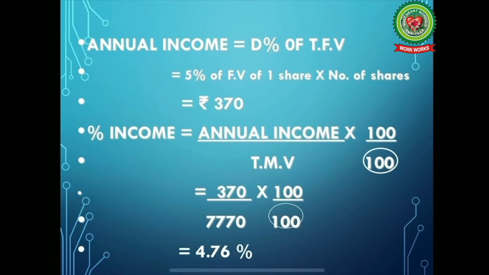Now the third part that we need to calculate is the percentage income, which is equal to annual income upon total market value into 100 upon 100. Annual income we have calculated to be 370. Total market value is given to us in the question as 7,770. So it will be 370 upon 7,770 multiplied by 100 upon 100, which comes out to be 4.76%.